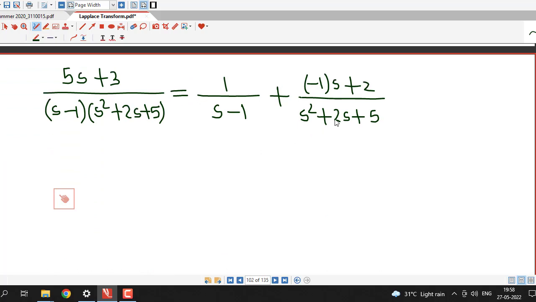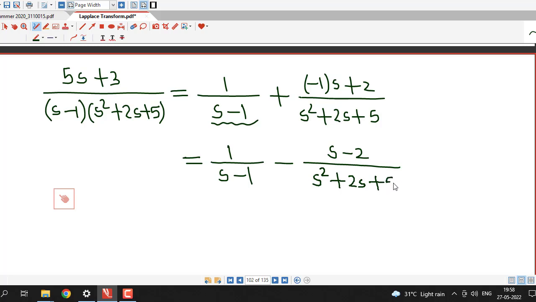Now we have to rearrange the terms in such a way that we have standard formula for inverse Laplace transform. For this term there is no problem, we have ready-made formula for the inverse of 1 over s minus something. Now for this, first I can take negative sign outside, and I can write this as s minus 2 over s square plus 2s plus 5. If I multiply by minus 1, I will have minus 1 into s plus 2. So I am writing this 2 minus s as negative of s minus 2.